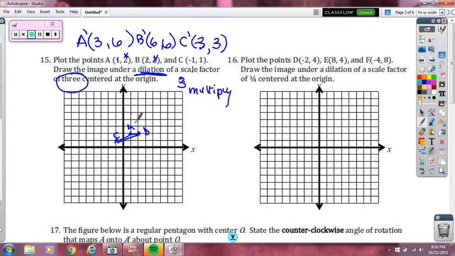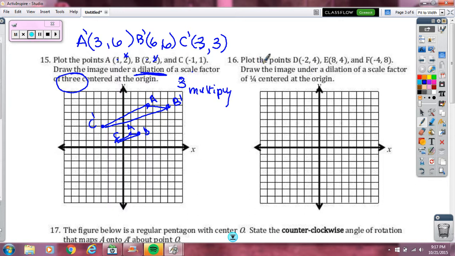Let's go graph them. So over 3, up 1, 2, 3, 4, 5, 6. There's the new A. Over 6, so 1, 2, 3, 4, 5, 6, up 6, there's the new point B, and -3, +3, there's the new point C. So it's a bigger version of the triangle that I originally had, something that's not an isometry.